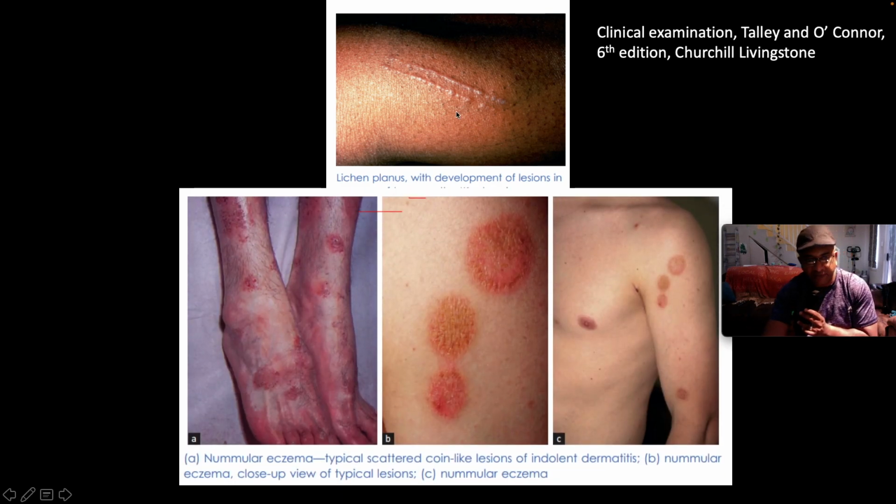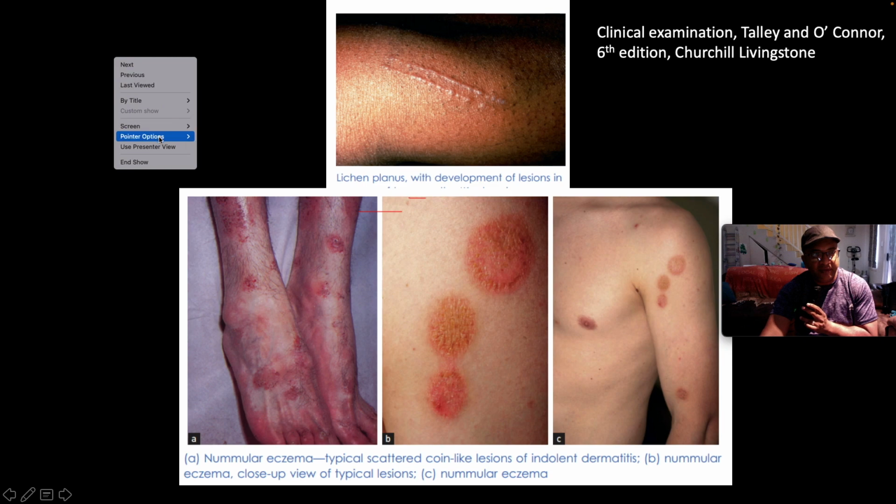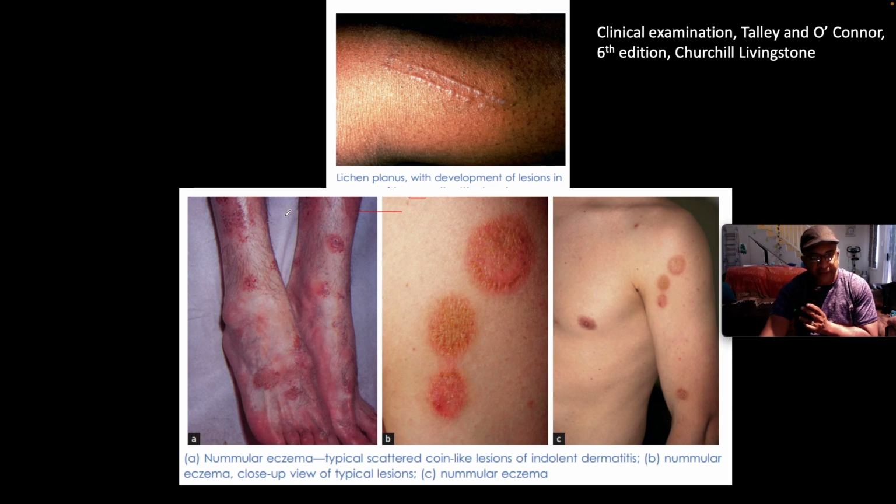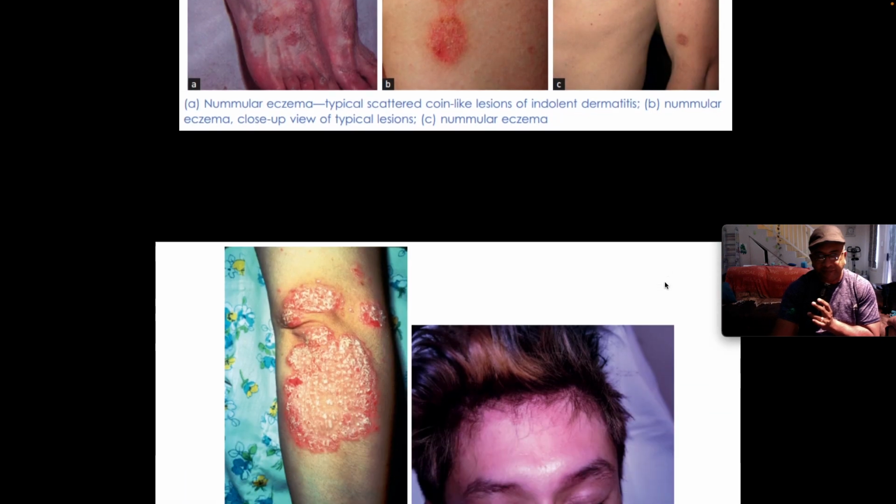an area of irritation, right? This is nummular eczema, right? We can appreciate here in this picture the typical scattered coin-like lesions. Nummular means coin-like, right? And these are of indolent dermatitis. In picture B, we have nummular eczema, a close-up view of these typical lesions. Then we can see nummular eczema again.